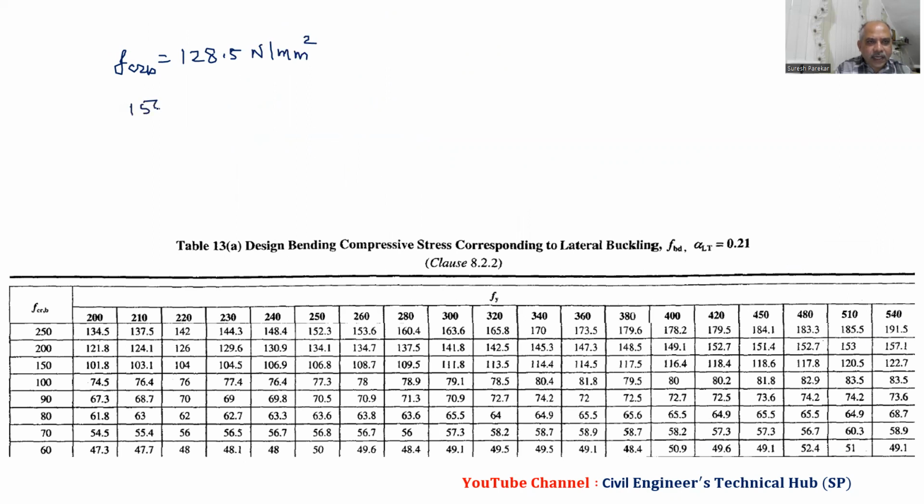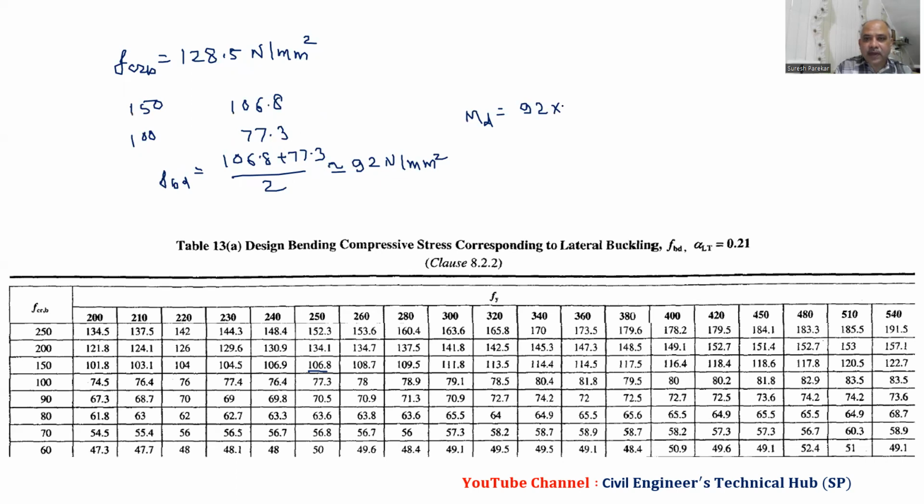For FCRB 150, I have the value for 250 that is 106.8, and for 100 this value comes 77.3. Again I will consider the center. For 125, I have the value of FBD, because 128 and 125 are close, that is approximately 92. Then if I find MD, I have 92 into 2074.67 into 10 raised to 3, and this comes 190.87 into 10 raised to 6.